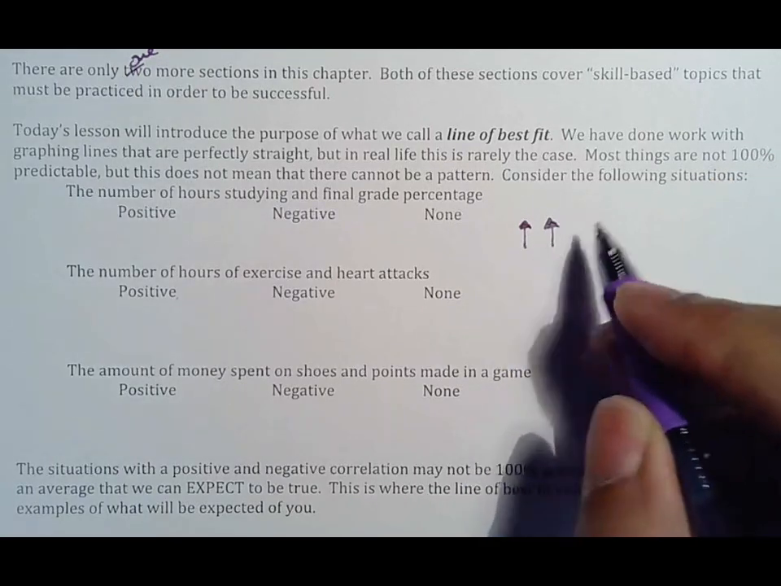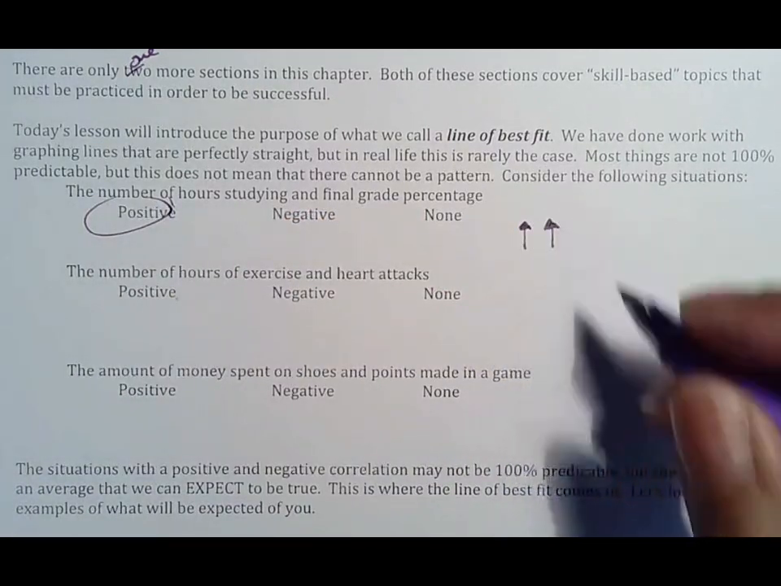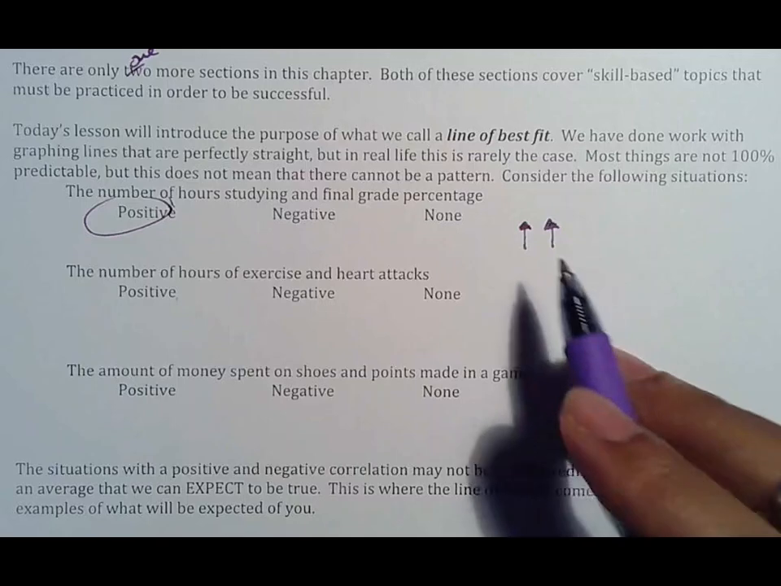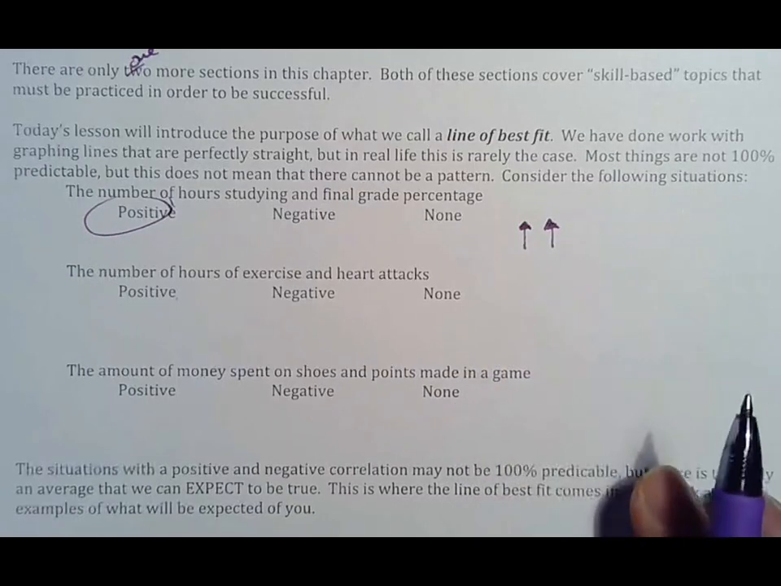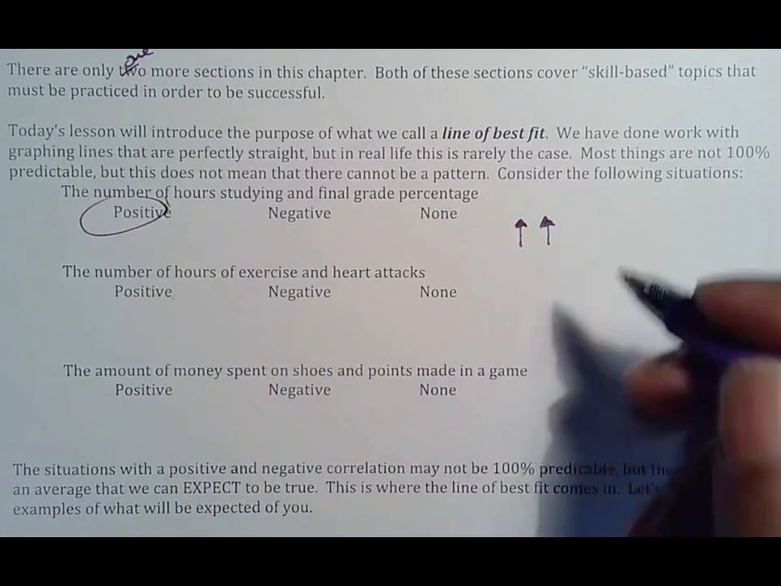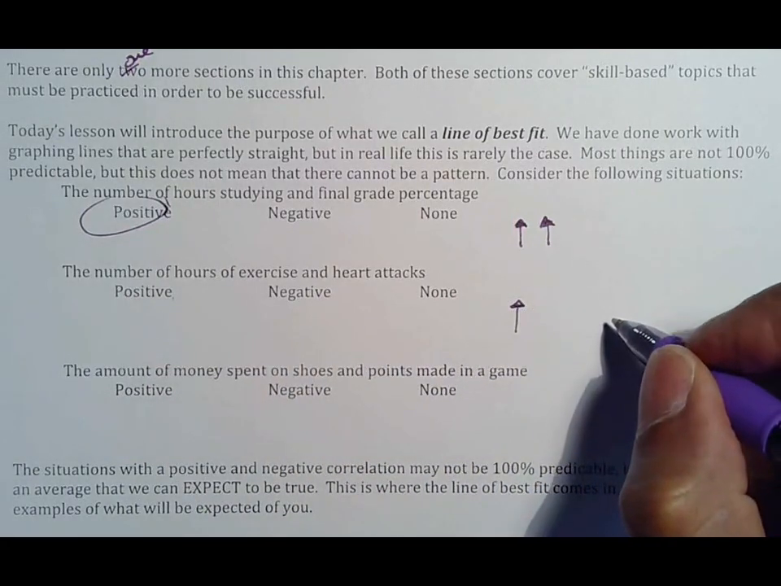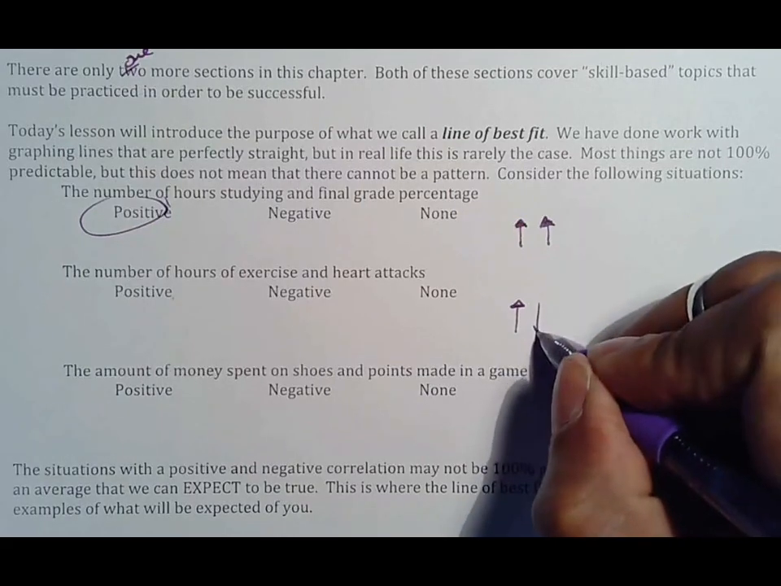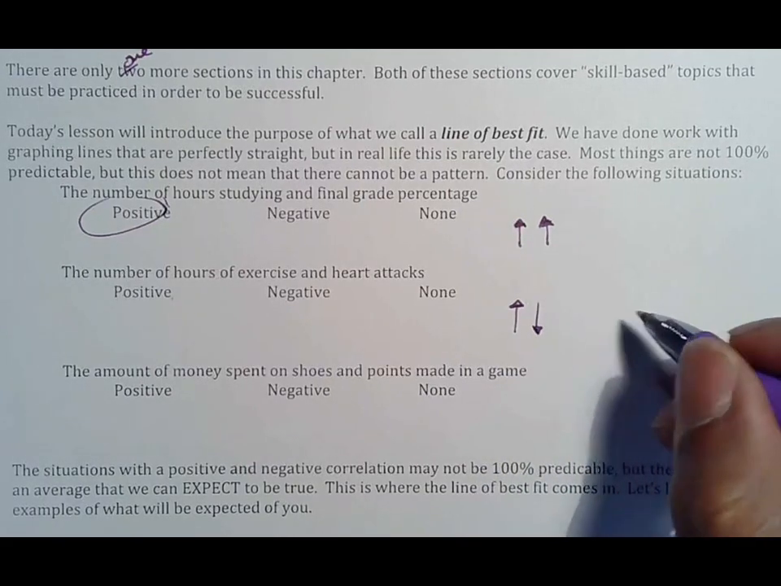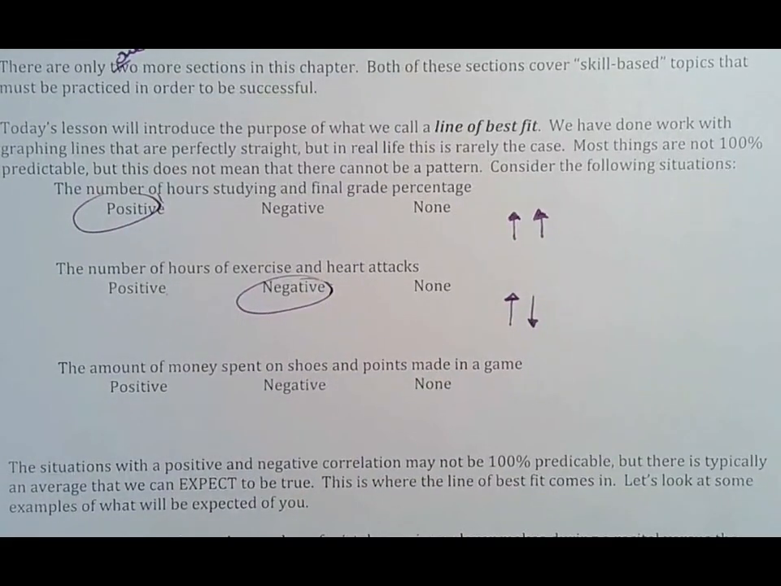The more you study, the better you should do, so it should be a positive situation because, again, increase on one, increase on the other. Just like in the beginning, chapter 5.1, that is a positive situation. Number of hours of exercise and heart attacks. Again, if the number of exercise hours goes up, it should lead to a situation where the number of heart attacks you would have go down, and so because those are opposites, that would be a negative correlation.